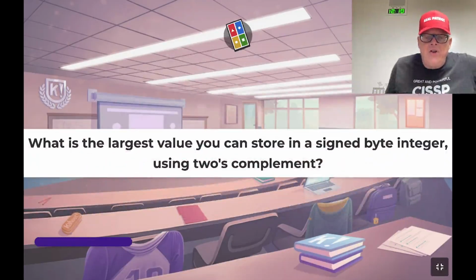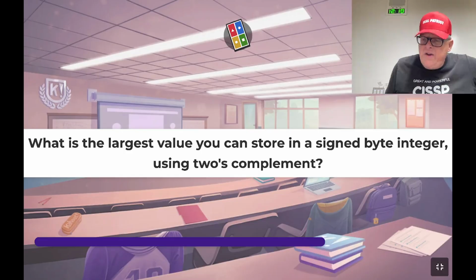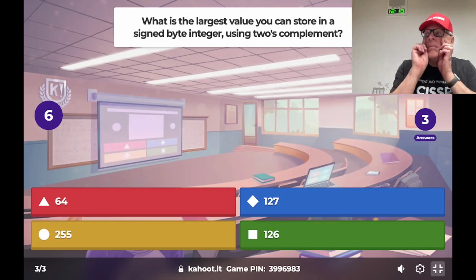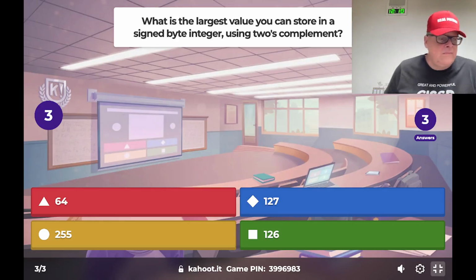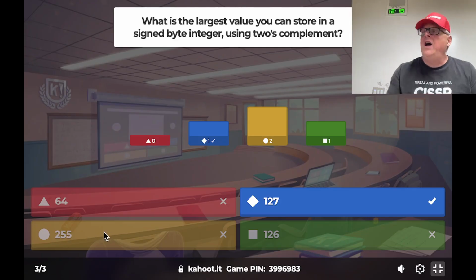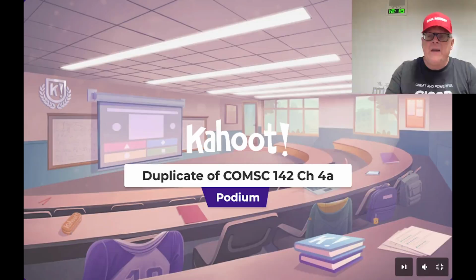And all right, what's the largest value you can store in a signed byte integer using 2's complement? 127. If you had a whole byte, you could go up to 255 with an unsigned integer, but with a signed integer, the left bit must be 0 for positive numbers, so the biggest number has 7 ones to the right of that, and that's 127. All right.